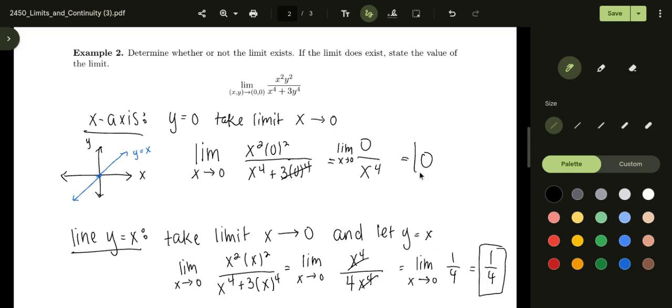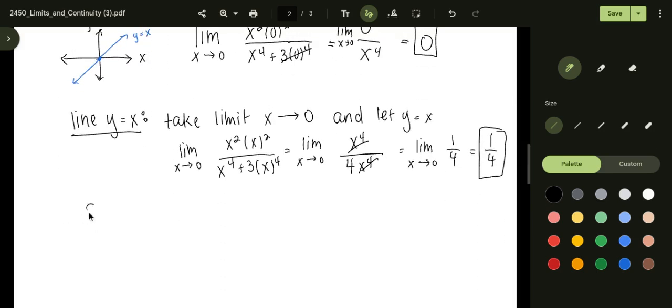But originally, when we considered the x-axis path, so that was when x was still approaching 0 but y equaled 0, we got 0. And so since 1/4 and 0 are not equal, or in other words, we got two different limits, the limit does not exist here. So to sum that up, since 0 does not equal 1/4, the limit does not exist.